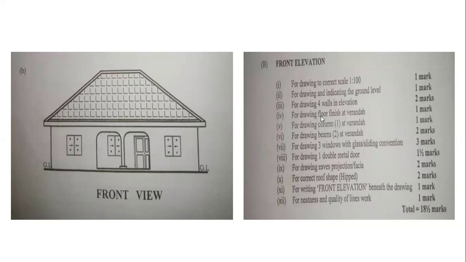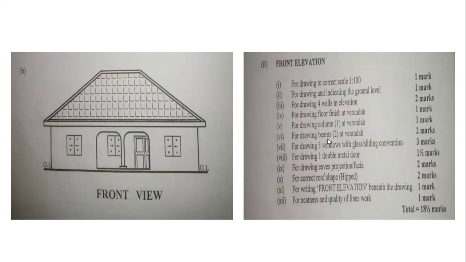Then for drawing floor finish at the veranda, 1 mark. This is the floor finish that they are talking about. This particular part is the floor finish in the veranda, so we are going to see this floor clearly. Very important, so 1 mark is awarded to that. Then for drawing 1 column at veranda, this is the column that they are talking about. For drawing that, you have 1 mark.